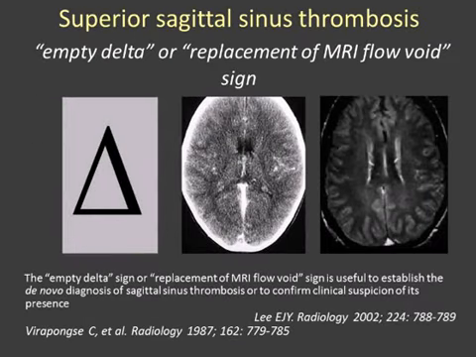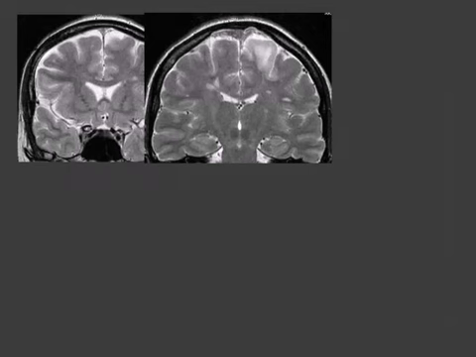One of the old signs that I'm sure you all know about from the CT era is the empty delta sign, or replacement of the MRI flow void sign. So usually on enhanced CT scan, you will have an empty delta, which is non-filling of the thrombosed dural sinus, or on MRI, instead of the sinus being very dark, it will be bright. Remember that in venous sinuses, there is still enough flow to actually produce a flow void on this image. This would be such a case.